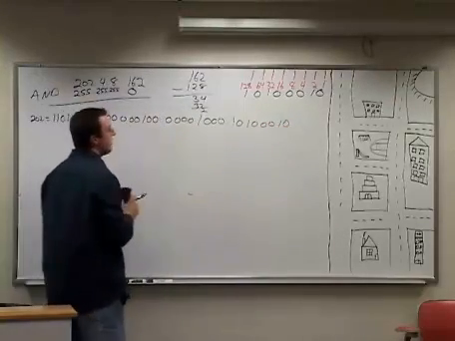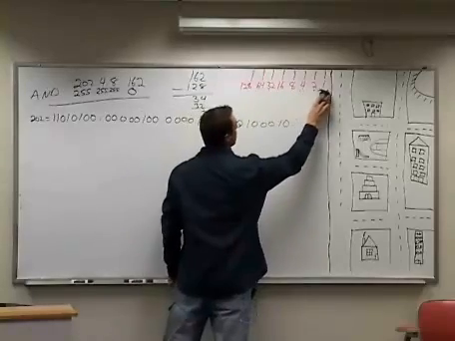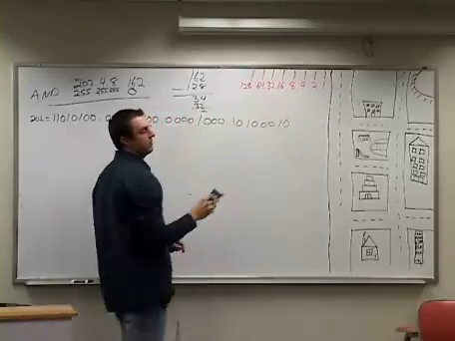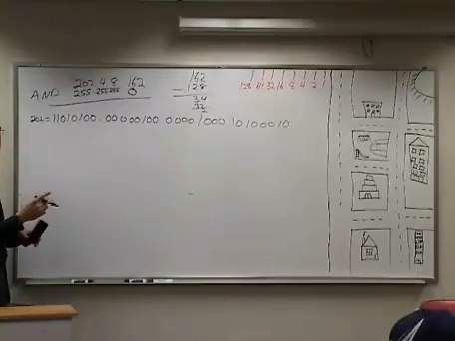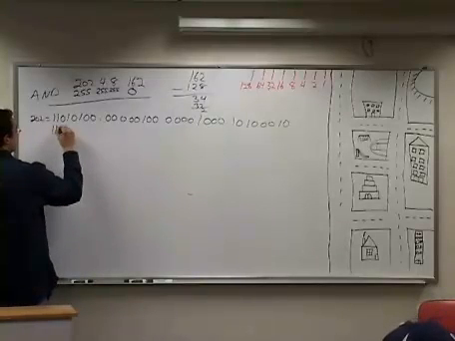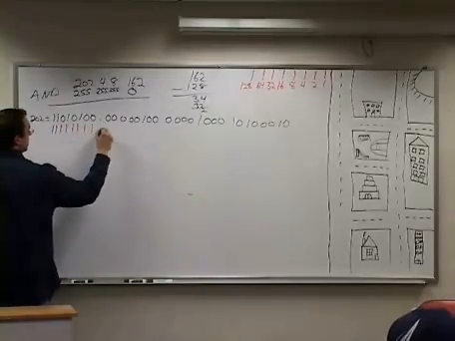255s are easy. 255s are all ones. I said before that the highest number I can have is 255, and that's when they're all ones. So 255 is just 8 ones.